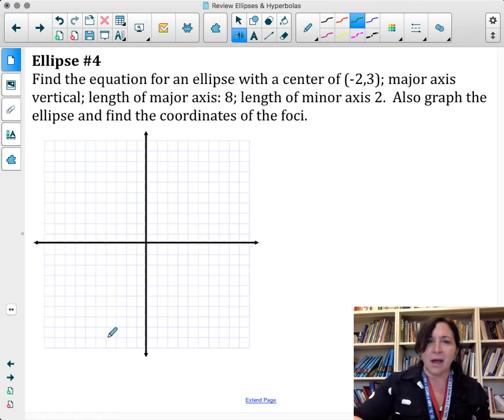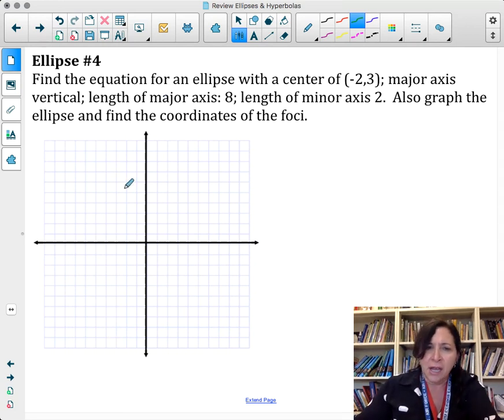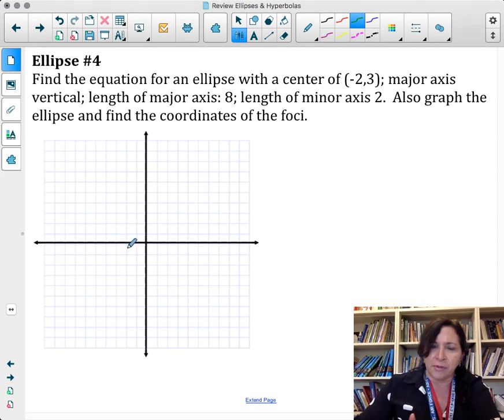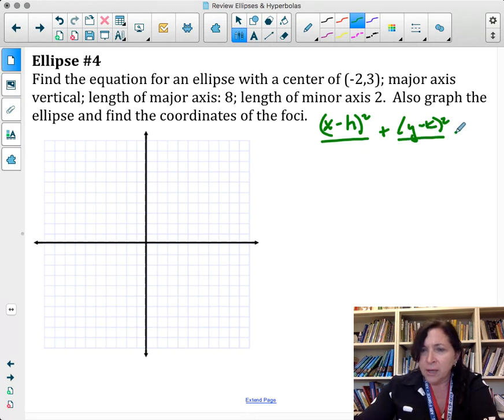Okay. Number 4 says, find the equation for the ellipse that has a center of negative 2, 3. So this one didn't give us any information other than that we're trying to find the equation. Now remember, our standard form is x minus h quantity squared over either a squared or b squared plus y minus k quantity squared over a squared or b squared is equal to 1.